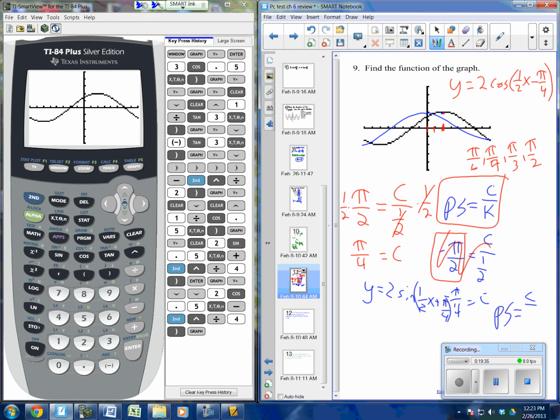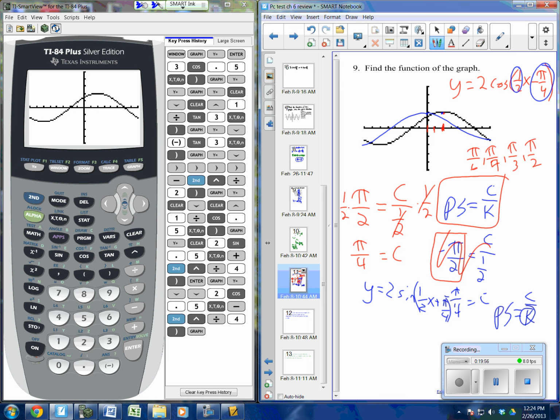And PS equals C over K. C is the number that we put right here, the number that you minus or add. And K is the number that goes in front of X. So first of all, I would count how many cycles take place between 0 and 2 pi on this one so I can figure out K.